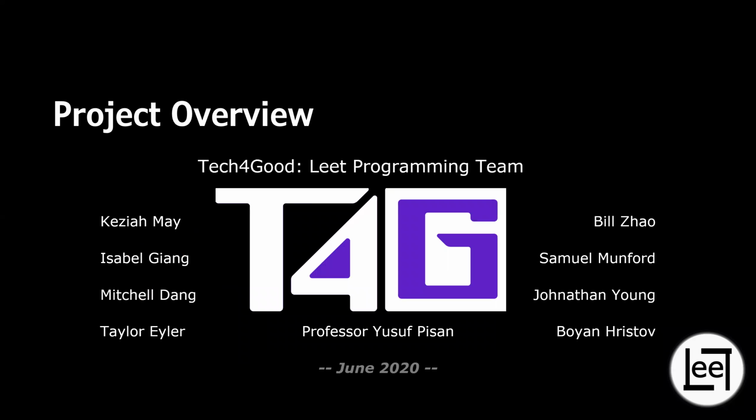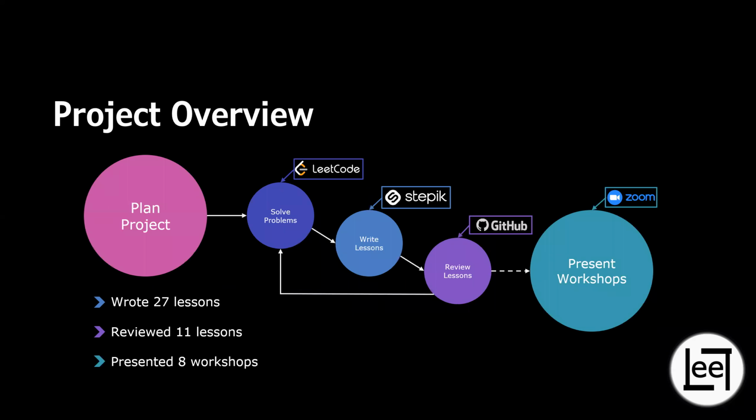Within the Tech4Good research team, another team formed, the Leet Programming Team, and this is the group from 2020. Here's about how the project went. First, we developed a project plan. We talked about the design, how we wanted it to work, and our general workflow. Then we started in. First, we would go to the LeetCode website. We would find technical interview questions, solve the problems. Then we would go to the STEPIC website. We would write lessons describing the many known solutions to those problems and how to understand why they work.